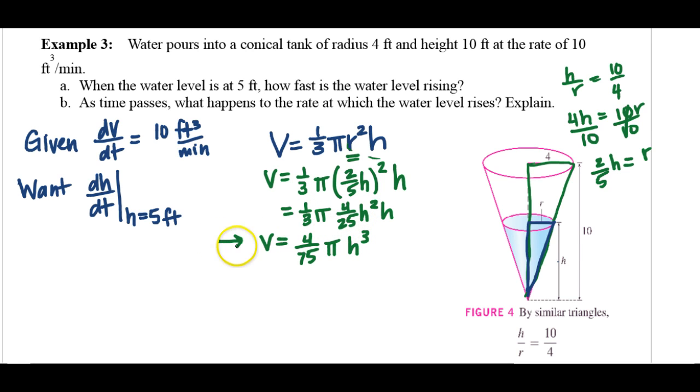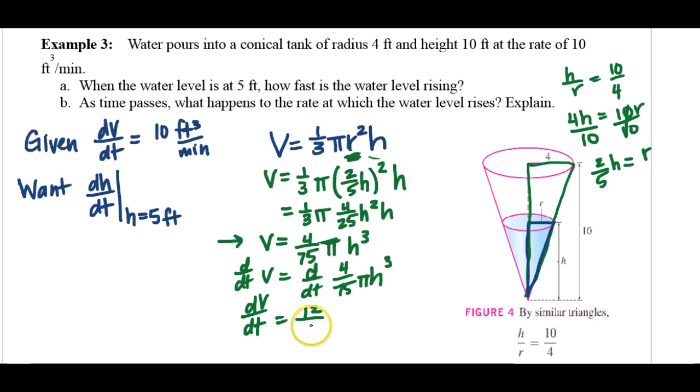So this is now the volume formula I would rather deal with than the other one, because that one had the r, which was a problem, since it would give me a dr/dt and an r that I have no information about whatsoever. But now I can differentiate this with respect to time. So d/dt of V and d/dt of 4 over 75 pi h cubed. So dV/dt equals, if I bring the 3 to the front because I'm differentiating h cubed, 12 over 75 pi h squared dh/dt.